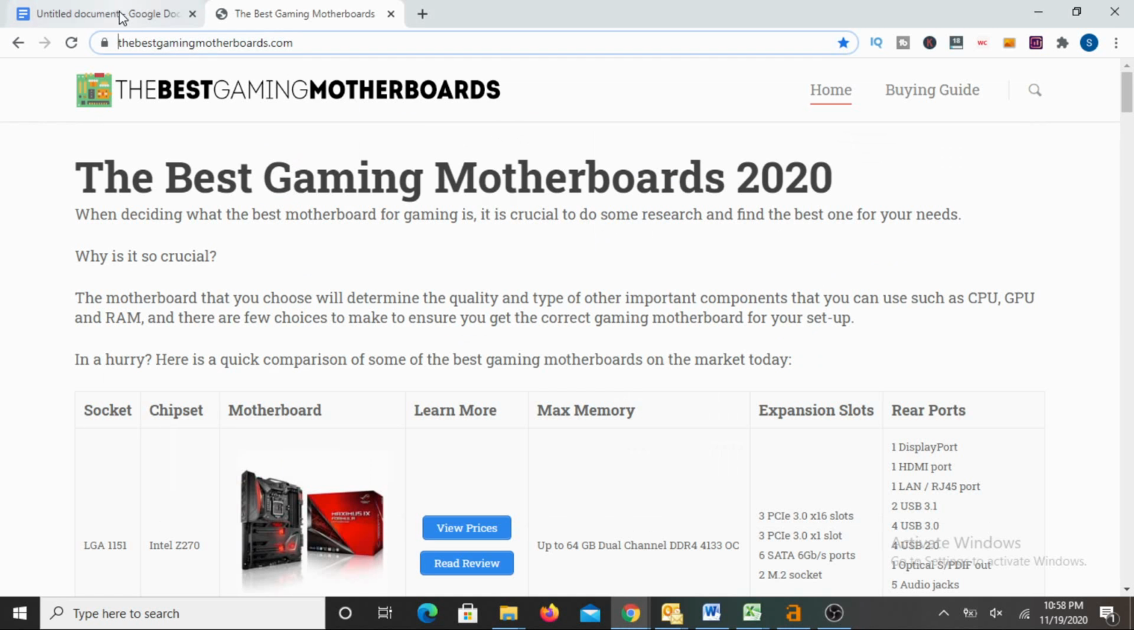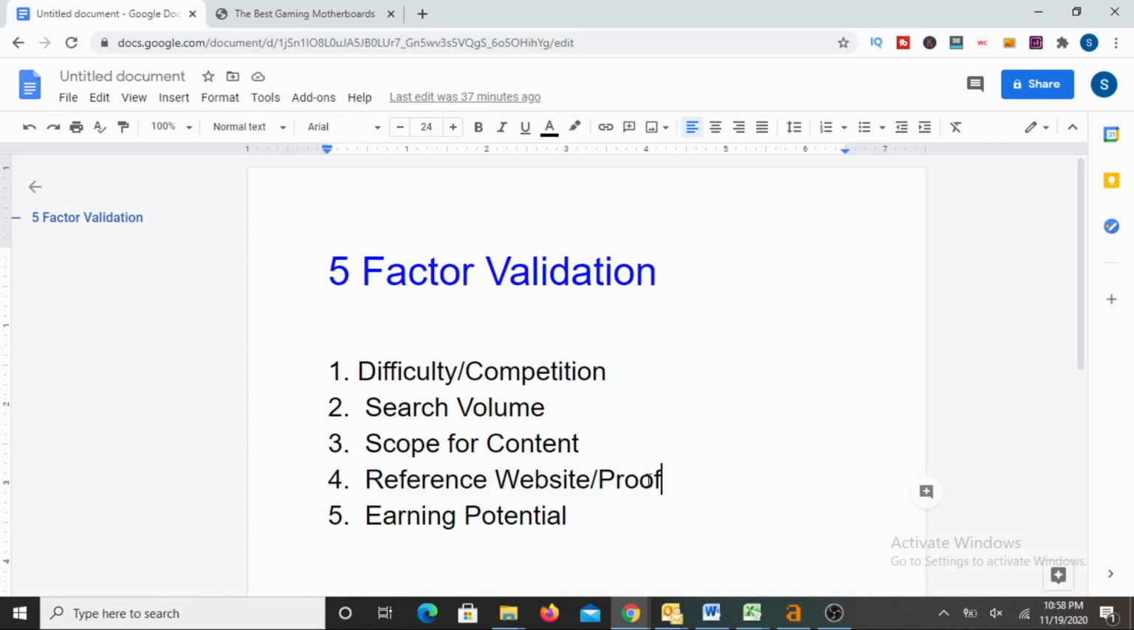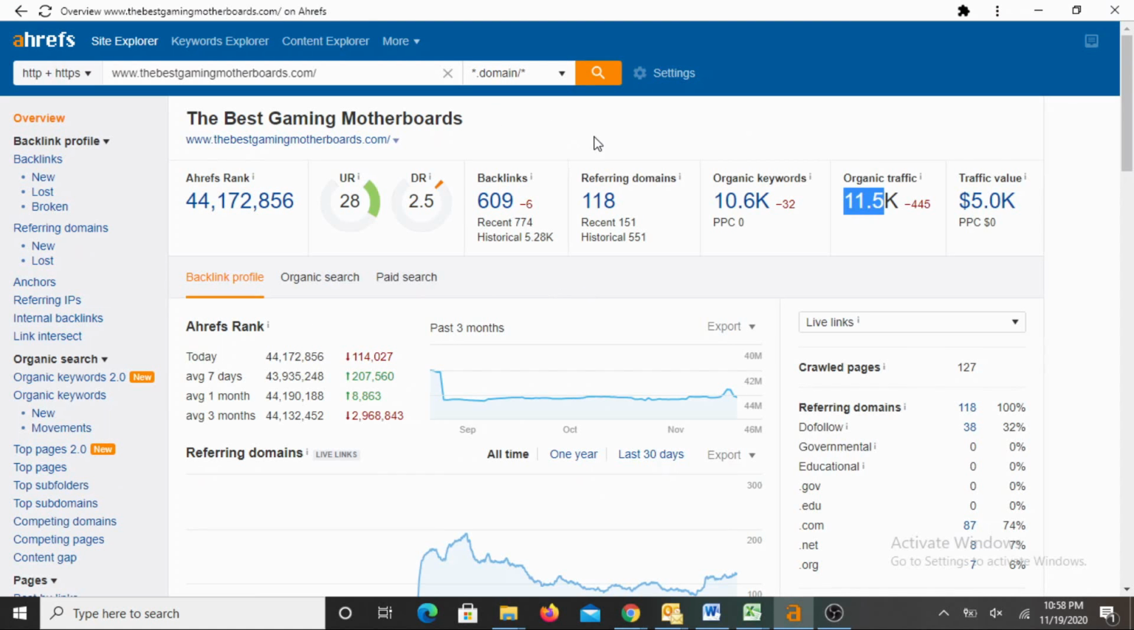So that means we found a reference site with highly positive data points that validates that this particular micro niche is looking very good. And the last validation is earning potential. So we also want to verify the earning potential, because we start to create these blogs to make some money. If we create a blog on this particular micro niche, does this micro niche have enough potential to earn money?